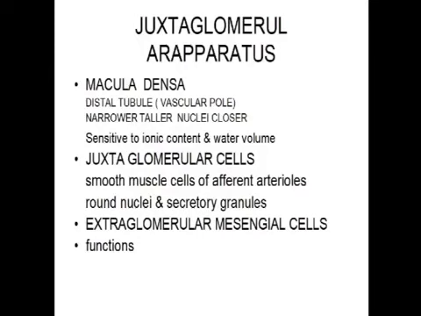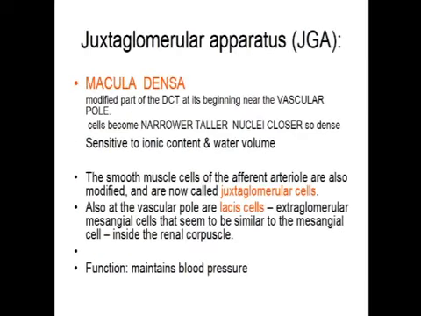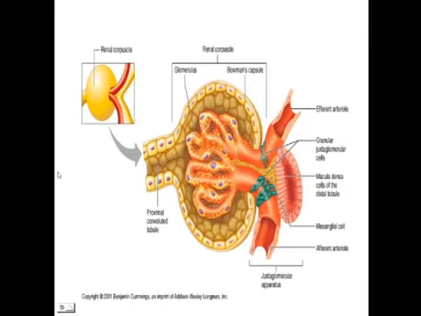JG apparatus. This apparatus comprises the following 3 components: number 1, the macula densa of the distal convoluted tubule; number 2, juxtaglomerular cells in the wall of the afferent arteriole of the glomerulus; and number 3, extraglomerular mesangial cells, which are located between the afferent and efferent arterioles of the glomerulus. So this is the juxtaglomerular apparatus.